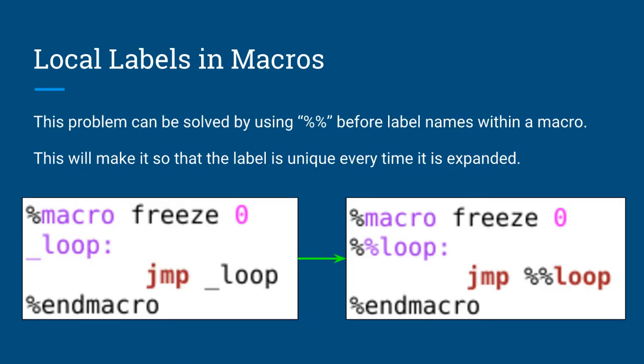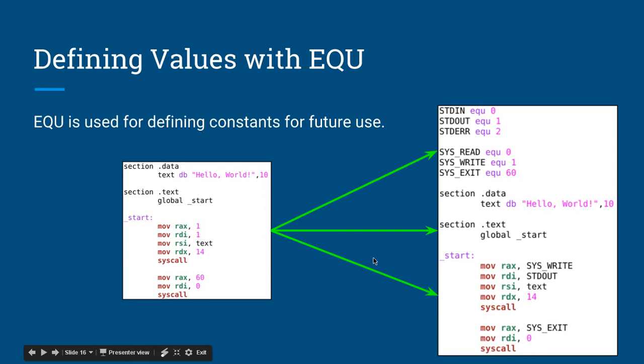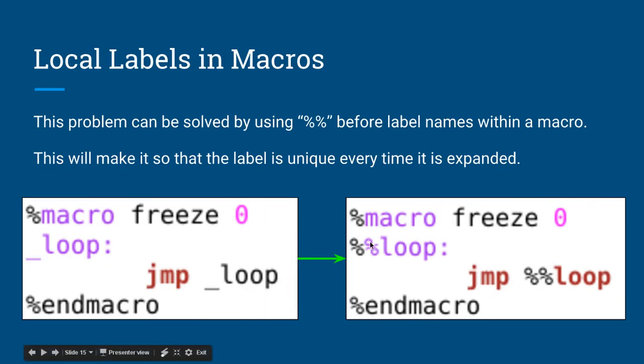The problem is solved using two % signs before label names within a macro. This will make it so that the label is unique every time it is expanded. So as you can see, I just changed the _loop to %%loop. You can also change it to %%_loop, but just personal preference, I like to remove the underscore. And as you can see here, I also changed it to jump %%loop. So every time after this you use the freeze macro, every time it expands it out, this %%loop will actually be unique every time.